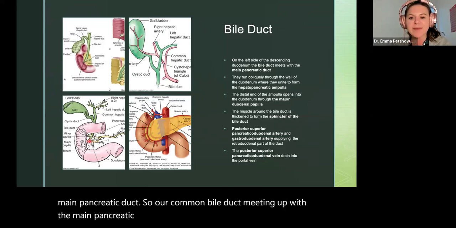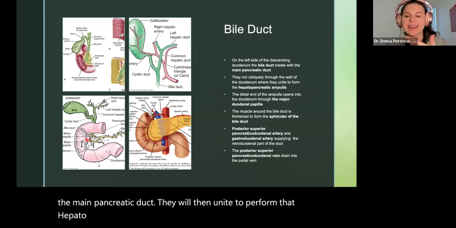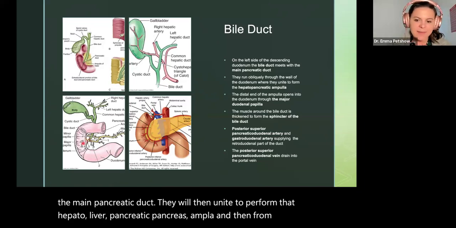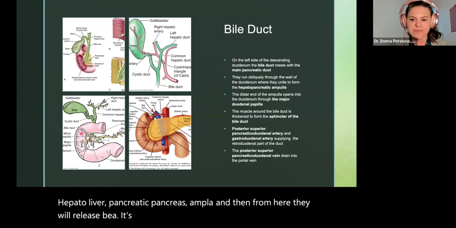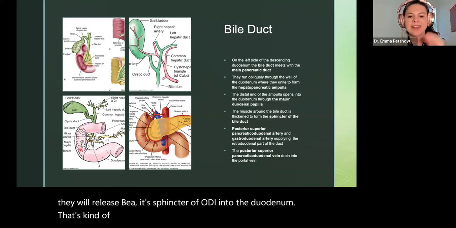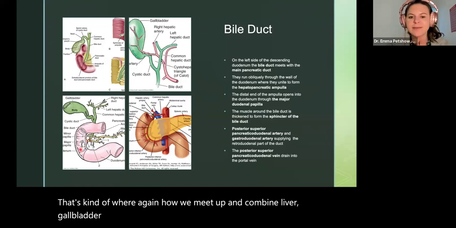They will then unite to form that hepato, liver, pancreatic, pancreas, ampulla. And then from here, they will release via its sphincter of Oddi into the duodenum. And that's kind of where, again, how we meet up and combine liver, gallbladder, pancreas, all for the purpose of digestion.